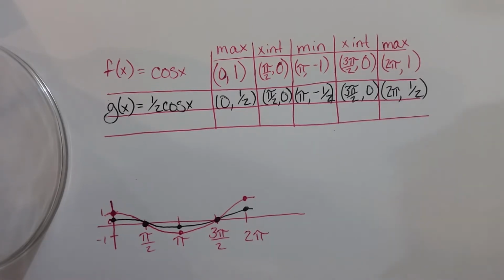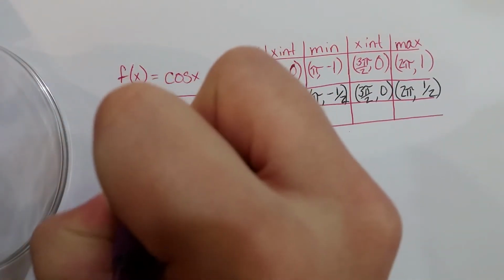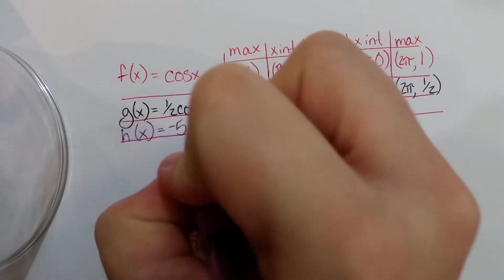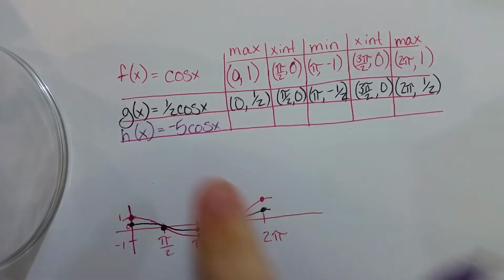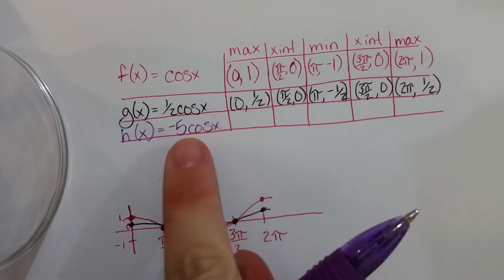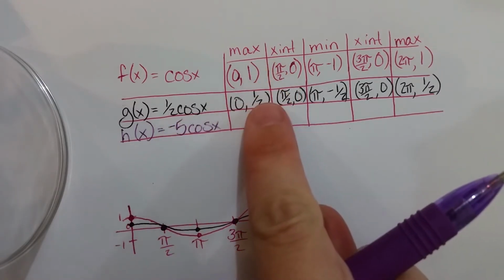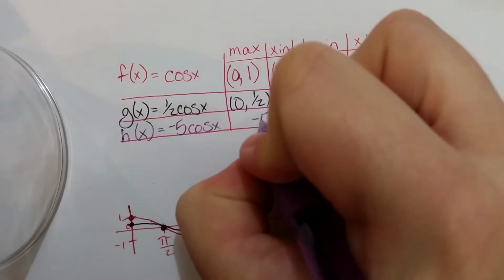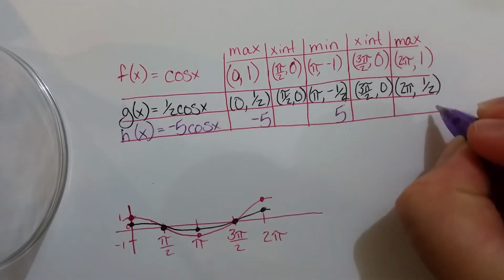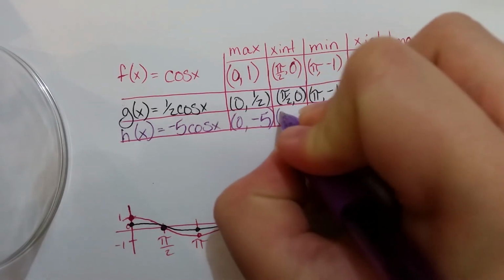Okay. Now let's just do another one. Let's go ahead and do a negative. We'll do -5 cosine x. Basically you need to know that it's going to change these to 5s and -5s, but it's also going to be flipping it because of the negative. So this used to be +1, it's now going to be -5. This used to be -1, it'll now be +5. This will be -5. All the other stuff stays the same.